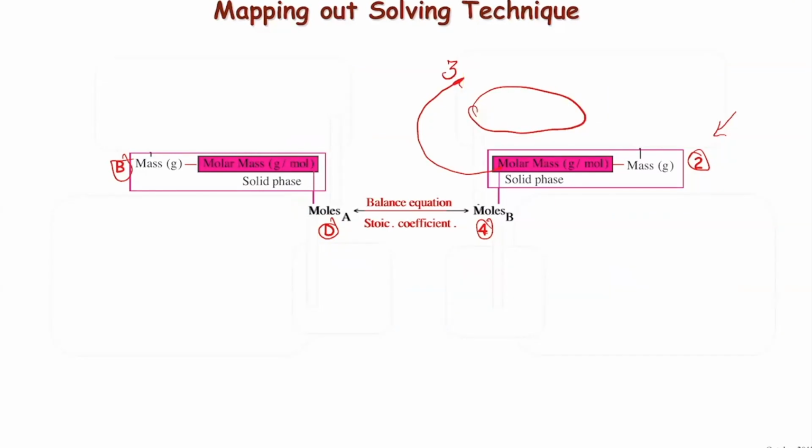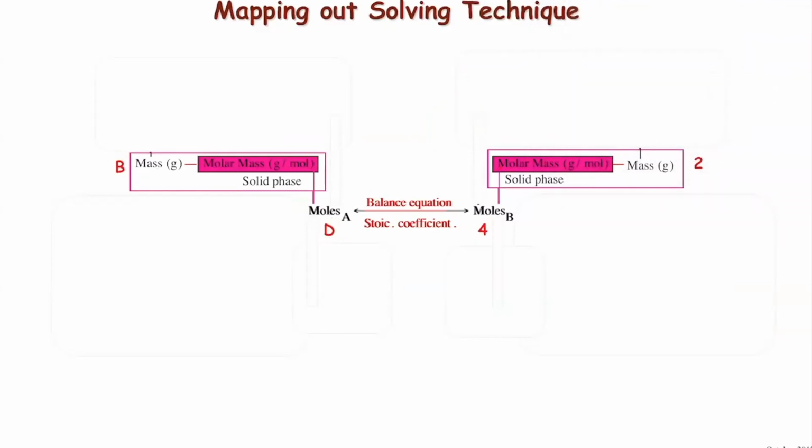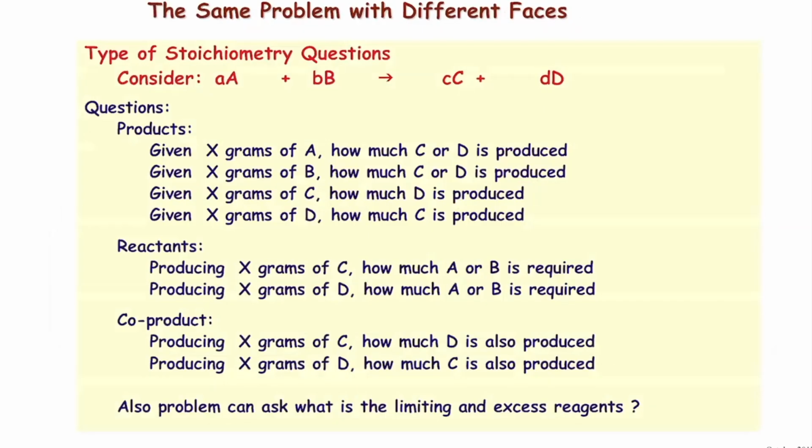Oh, this is just a summary of what we did. B to D, D to 4, 4 to 2. That's basically what we did in our previous problem. In fact, almost all stoichiometry problems are going to be of the kind that you just saw.